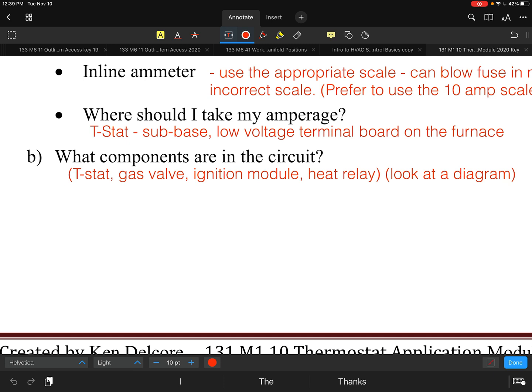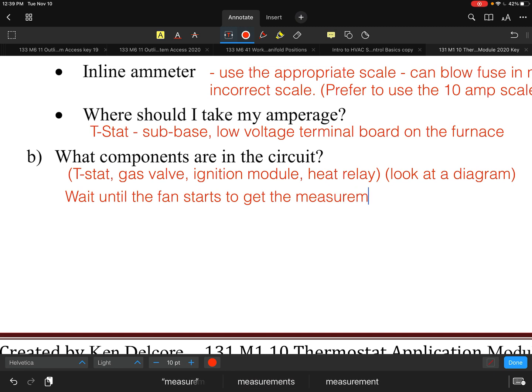Additionally, the other question is, what else should I be looking at? Well, you might want to wait until the fan starts. And I say that simply because that puts you at least probably a minute into the sequence, maybe a minute to 2 minutes into it. And then wait until the fan starts, I would say, to get the measurement. And that's the way I would say that.